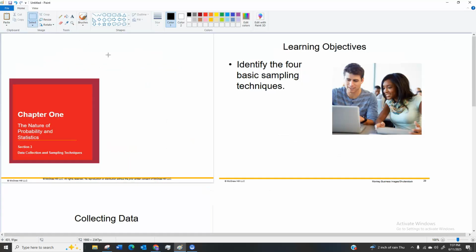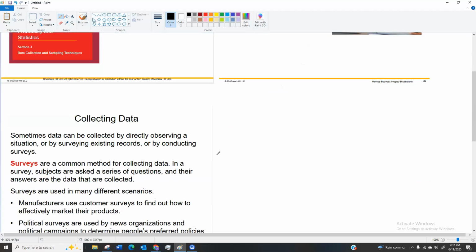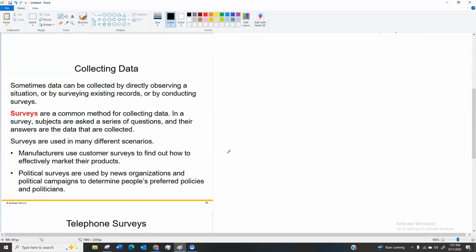Okay, so now we're ready for section 1.3. And this section is data collection and sampling techniques. And the learning objective for this section is to identify the 4 basic sampling techniques. So we're going to start with collecting data. So sometimes when you collect data, it can be done by directly observing or by looking at existing records. Or you can conduct a survey.